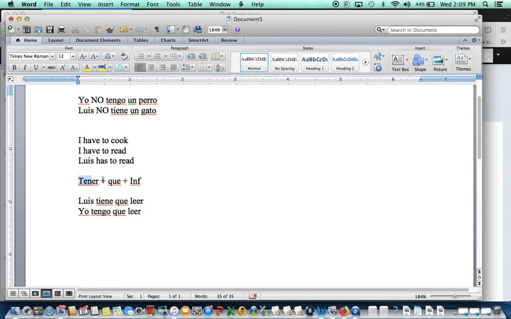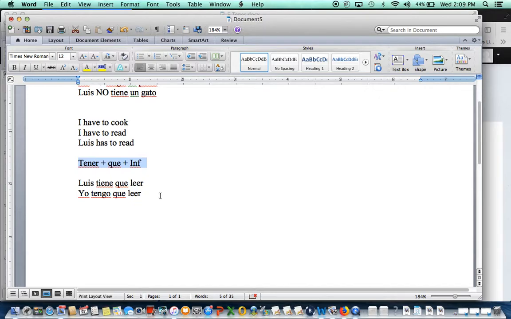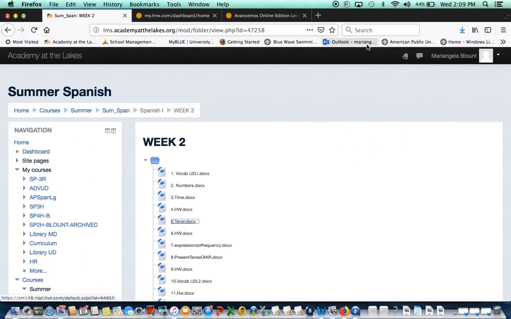And when you do this formula, you're expressing things that you have to do or someone has to do. And then when you just use tener, just tener without que, that means possession. Okay, you express that you have something, or you don't have whatever you're talking about. This topic is very easy, all right?